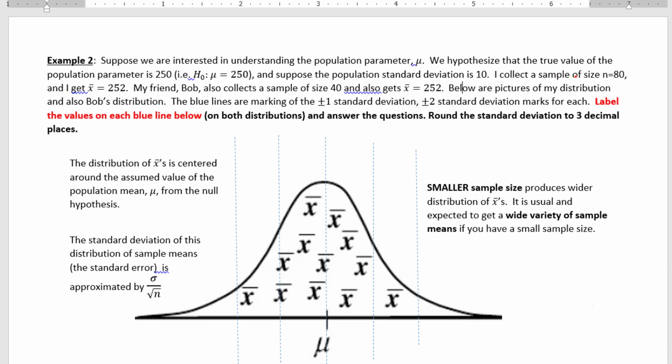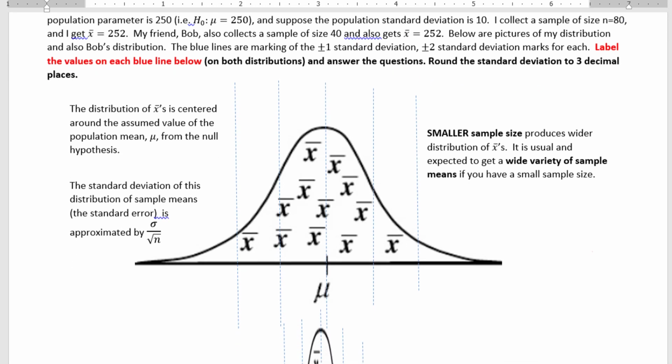So I go out and I collect a sample of size 80. I get a sample mean of 252. My friend Bob also goes out and collects a sample, but he gets a sample size of 40, but he also gets a sample mean of 252. So notice, Bob and I have the same sample mean, 252, but I had a bigger sample size than Bob. All right, so let's explore this.